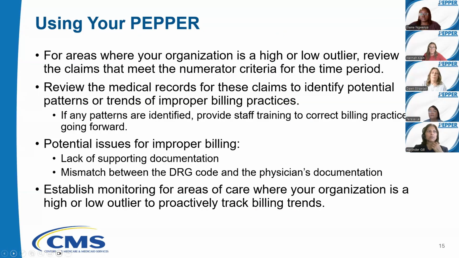If your facility is a high or low outlier, review the claims that meet the numerator criteria for that time period. Review the related medical records for patterns or trends that may indicate billing or documentation concerns. If patterns are identified, staff training or process updates may help correct billing practices going forward. Examples of these issues to look at include missing supporting documentation or a mismatch between the DRG code and the physician's documentation. Facilities may also establish ongoing monitoring for areas where there are high or low outliers to proactively track billing trends over time.